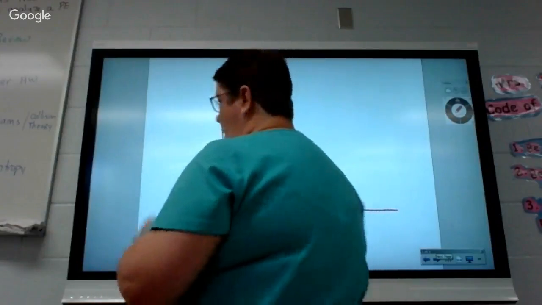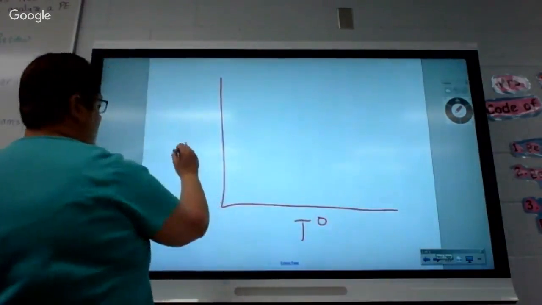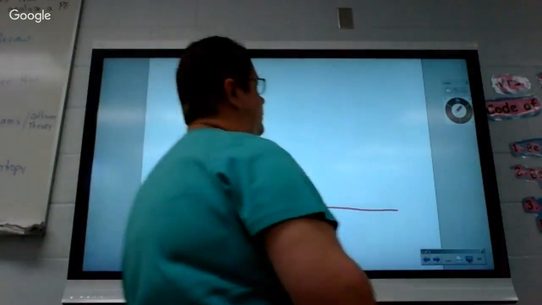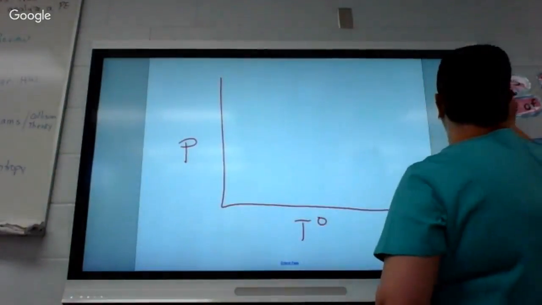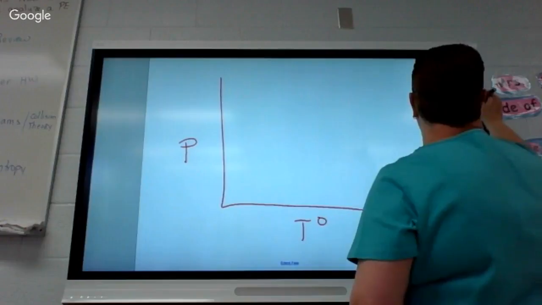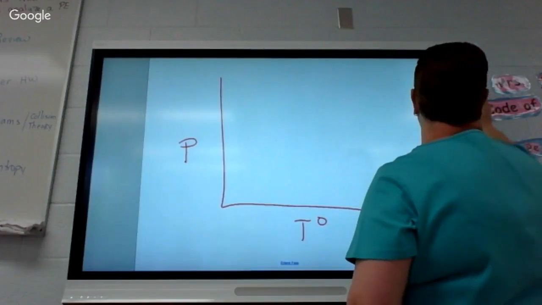All right, what goes on Y? Pressure. All right, what does it look like? A Y. I have the toolbox up. I don't want the toolbox. I want the colors.